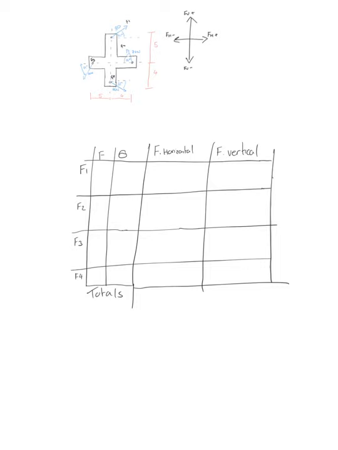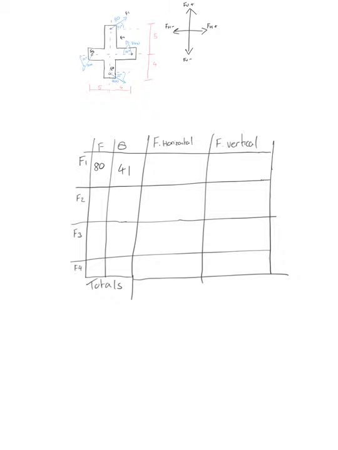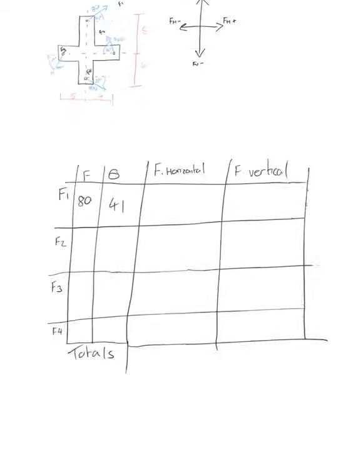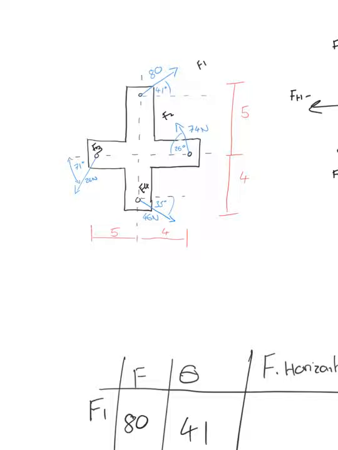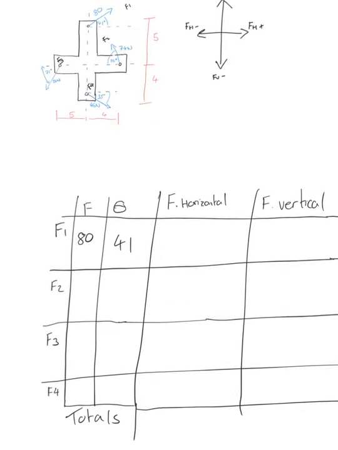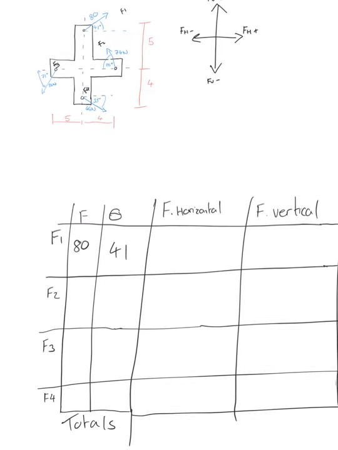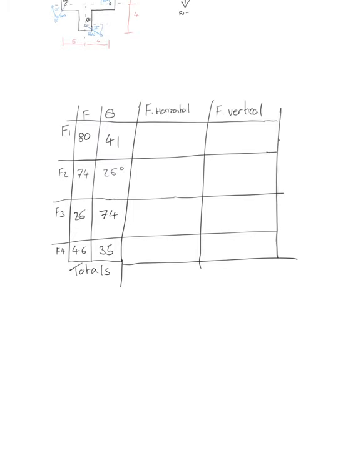Okay, so first of all, create a table like this and fill in your values for each. F1 we said was 80 newtons, so 80. Our angle is 41 degrees, and we're given all that information when we draw our shape for the first time. F2 is 74 and 26 degrees, and we fill that in. I've filled the rest of that table in very quickly.